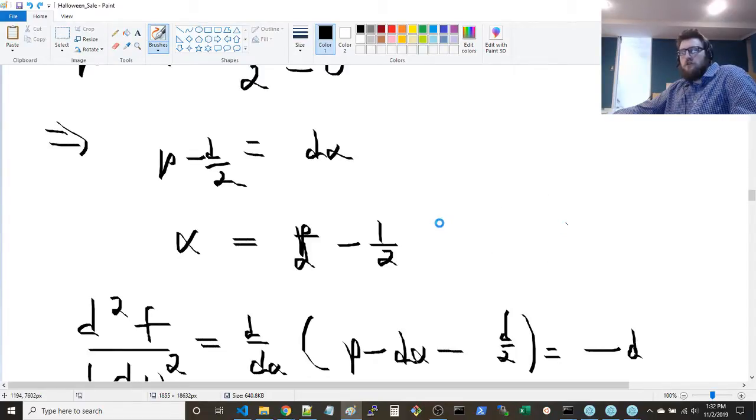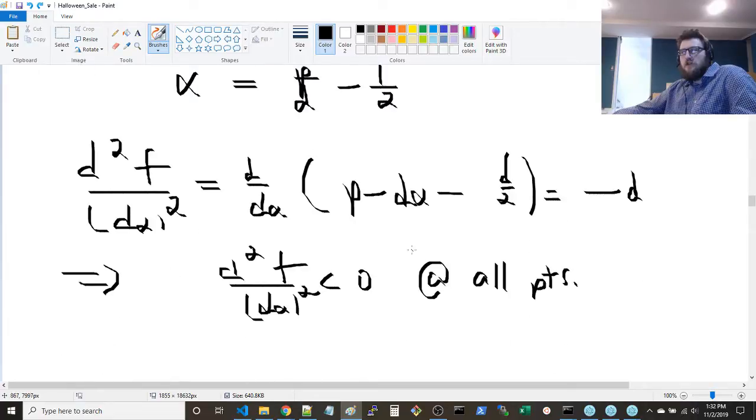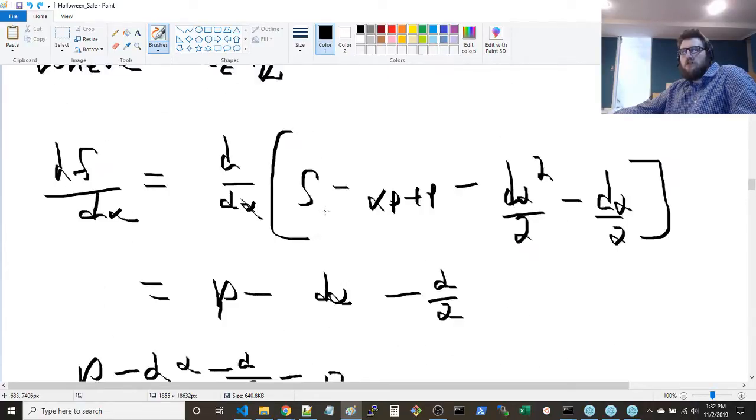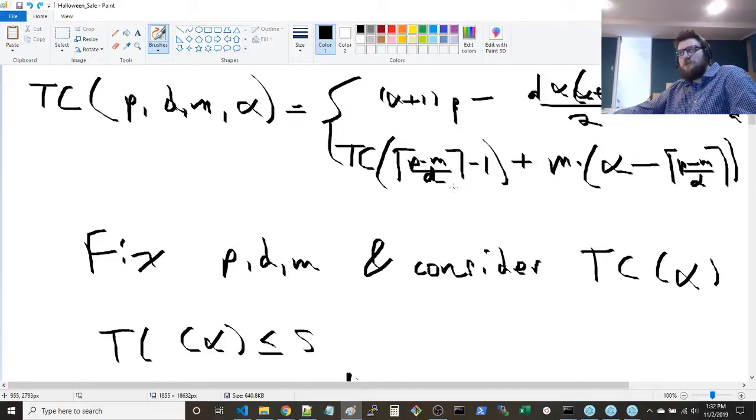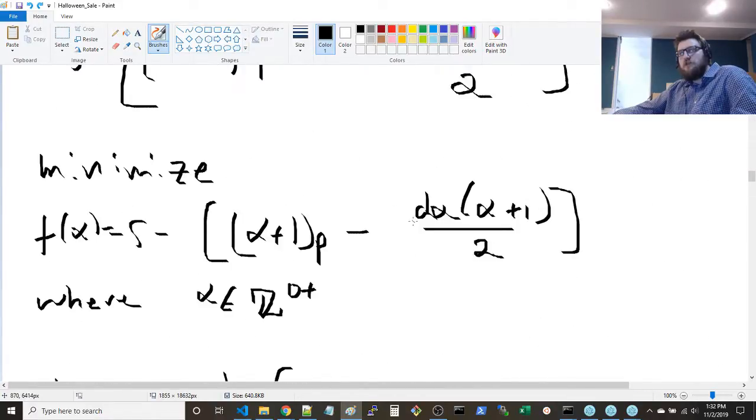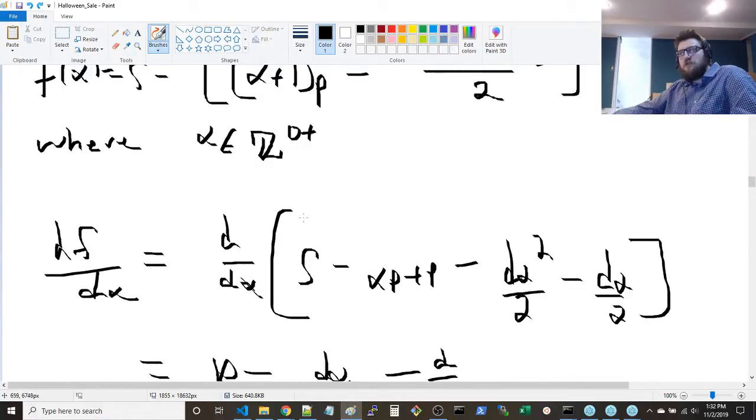Oh, wait a minute. That doesn't seem right. Oh, that is not right. That's why. Okay, I did it wrong. It's S minus this function, which means it's minus alpha P. Oh, I did it wrong.